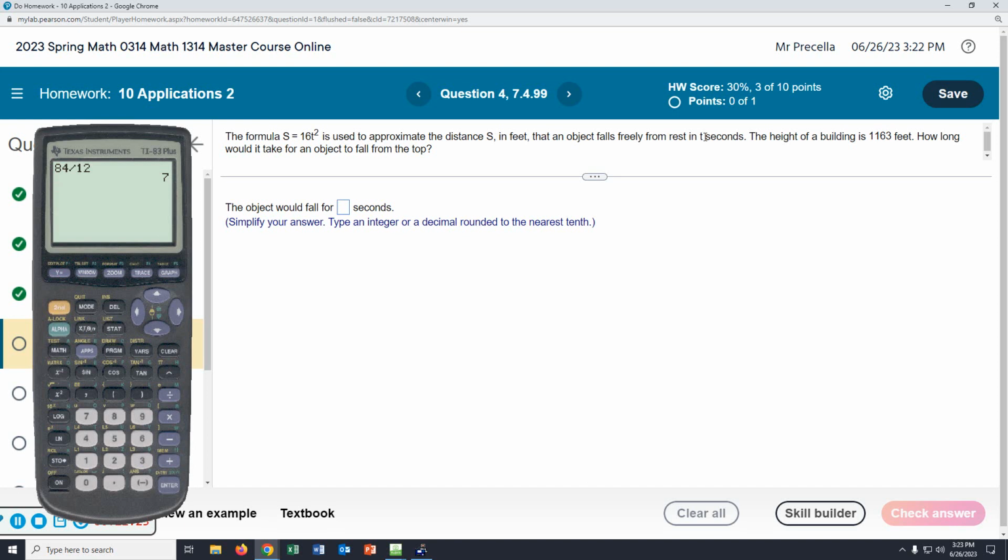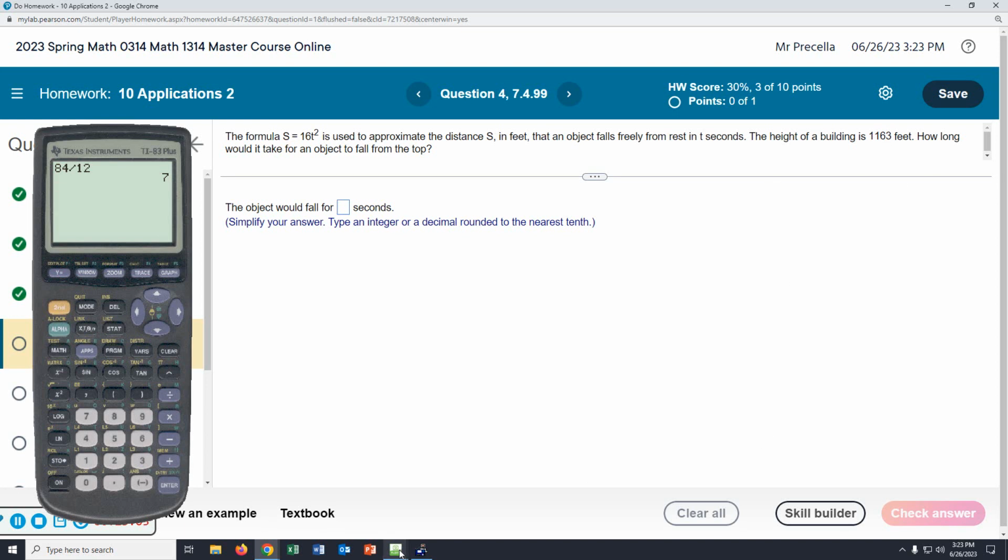So you're up on top of a building or something, and you're dropping an object down. The height of a building is 1,163 feet. How long will it take for an object to fall from the top? So we're going to plug in that 1,163, but where is that going to go? Is that going to be T or S? There are 2 letters here in this formula. But T says seconds, S says feet. You're going to replace the S with 1,163 feet.